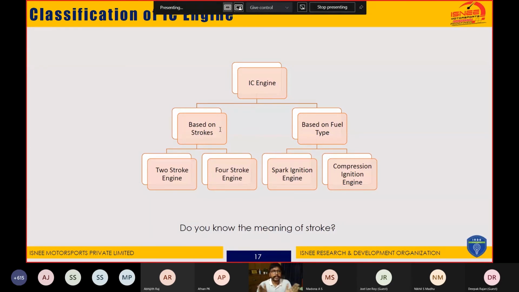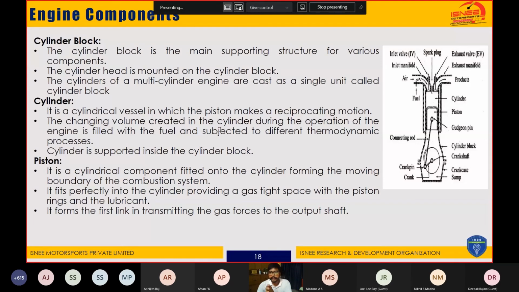Okay. So engine components, as I showed you previously, I showed you the schematic of the engine. We discussed cylinder block, cylinder and piston and several other components. We'll just see what exactly the cylinder block and these components are and how exactly they are arranged. So cylinder block is the main supporting structure for various components. The cylinder head is mounted on the cylinder block. The cylinders of a multi-cylinder engine are cast as a single unit and called the cylinder block. This part in the video also I'll explain.